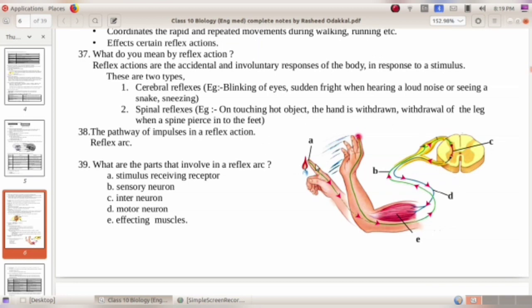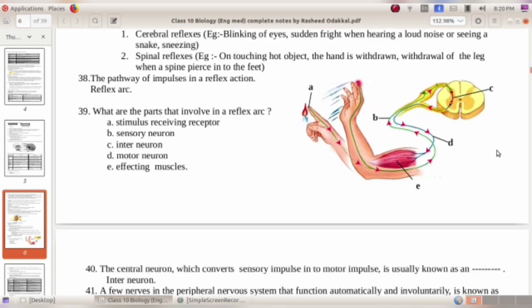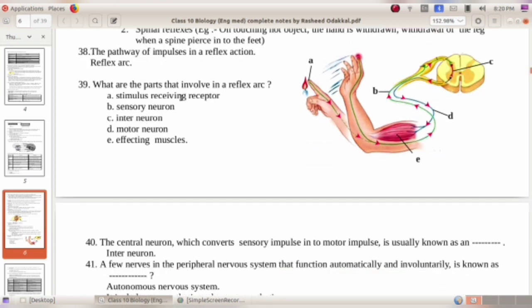Here is the example of a reflex action. The path of reflex action is called a reflex arc. The path is first the stimulus receiving receptor, then the impulses are passed through the sensory neuron, it reaches the interneuron, through the interneuron it reaches the spinal cord, then from the spinal cord the impulses are passed through the motor neuron to the affecting muscle. This path is called the reflex arc: stimulus receiving receptor, sensory neuron, interneuron, motor neuron and affecting muscle.